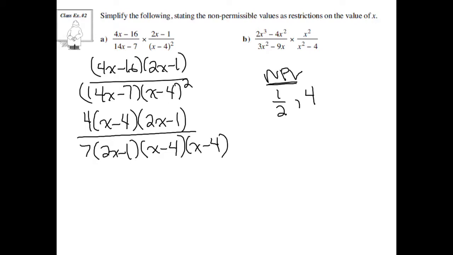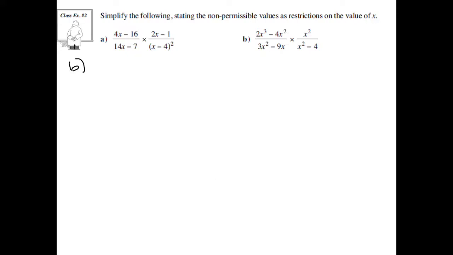Now I can start simplifying by dividing out my factors. So 2x minus 1 divides out, x minus 4 divides out, and that leaves us with 4 over 7 times x minus 4, where x cannot equal 1/2 or 4. For b, we're going to follow the same process.